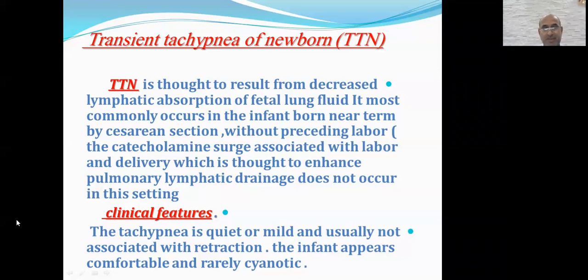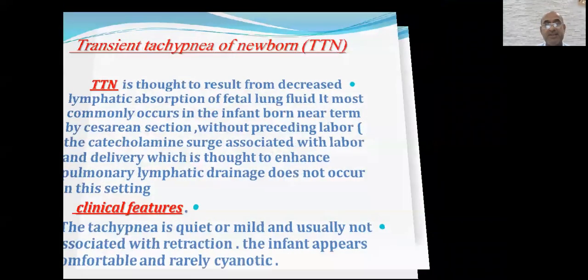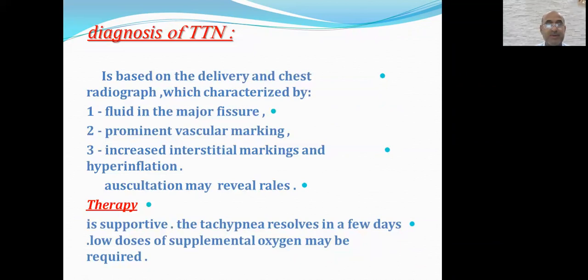Clinical features: tachypnea is quiet or mild and usually not associated with retraction. The infant appears comfortable and rarely cyanosed. So here, you should make a simple comparison with type 1 based on these facts.